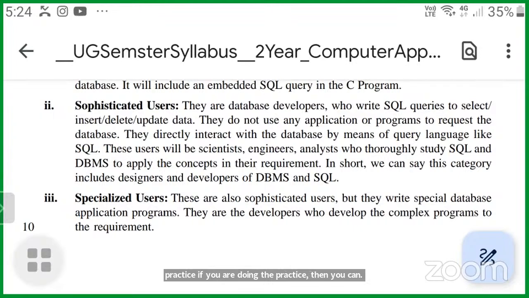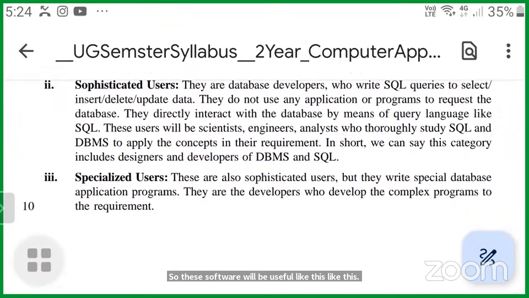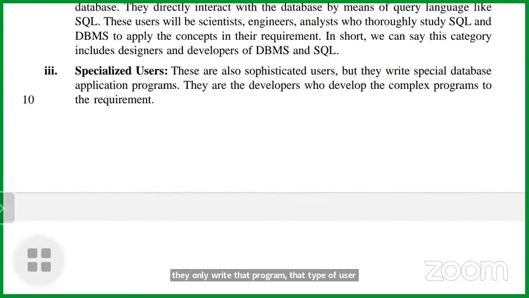So he is explaining about the users. Different categories of people are there, in different areas. These softwares will be useful like this, like he explained. Now coming to specialized users. These are also sophisticated users, like engineers, scientists, but they write special database application programs. They are the developers who develop the complex programs according to the requirement. Whatever the requirement, they write the program. That type of users are called specialized users.